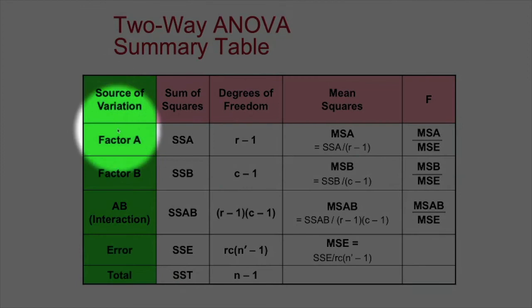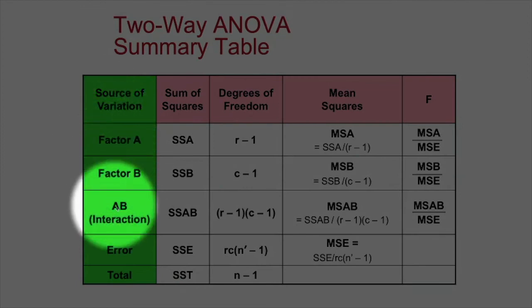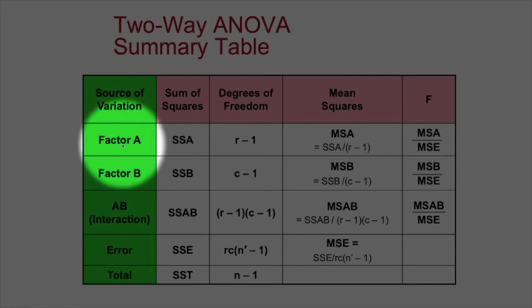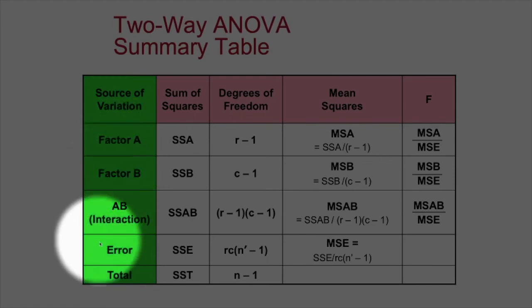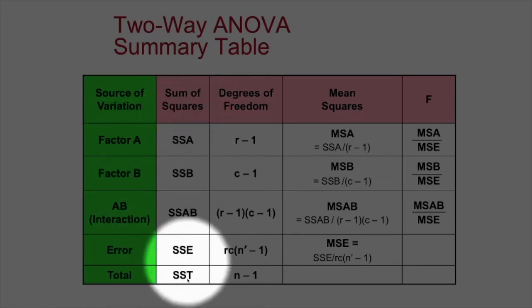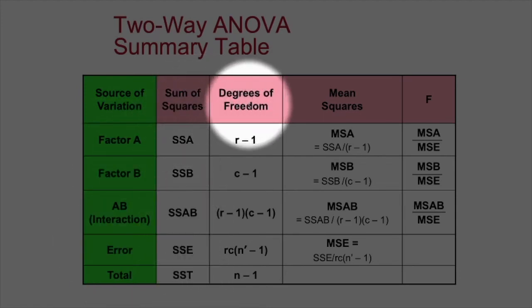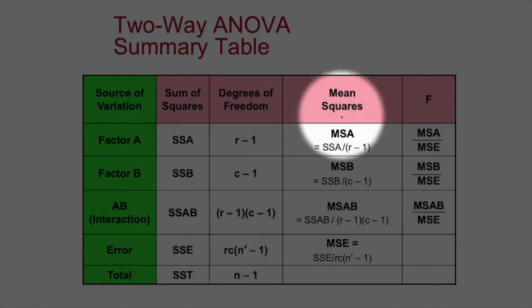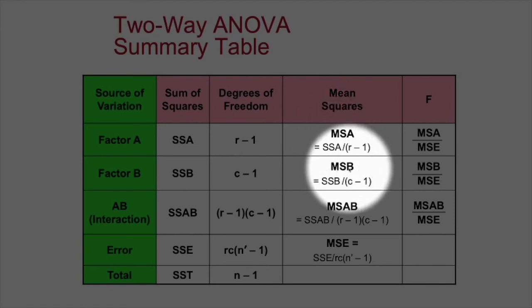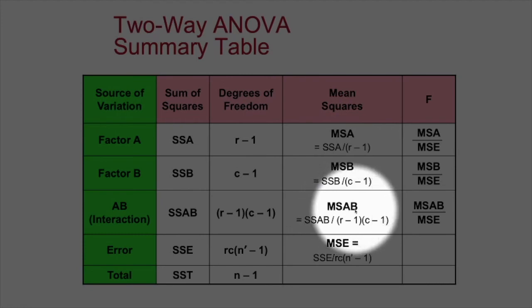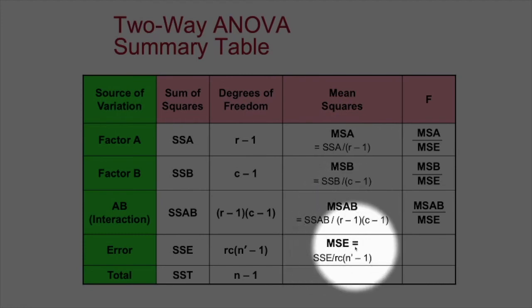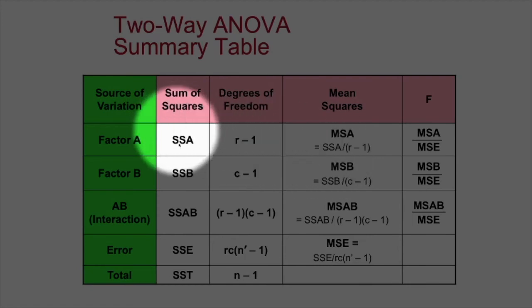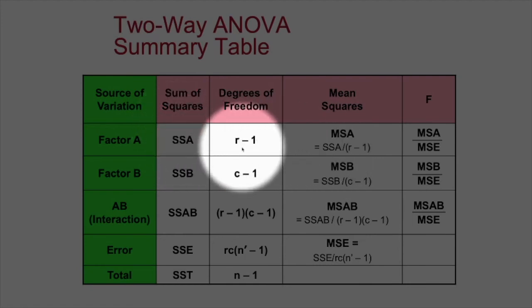In the rows, the table disaggregates the different sources of variation: factor A variation, factor B, interaction variation, error, and the total. It lists the different sums of squares associated to that, and the degrees of freedom associated with that. Here you have the calculations of the mean squared A, the mean squared B, the mean squared A and B interaction, and the mean squared error. Each time it is just the value in this column divided by the value in that column.